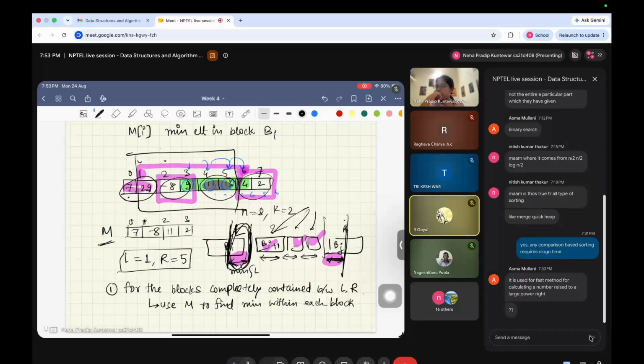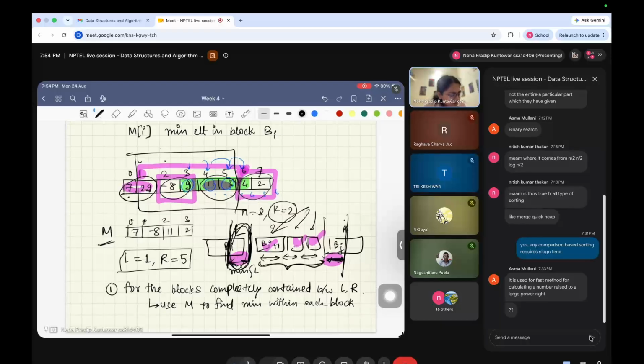But that is because in this case I chose k to be 2, but k can be something like log n or square root n. Oh, I see. Okay, let us come back to the analysis.